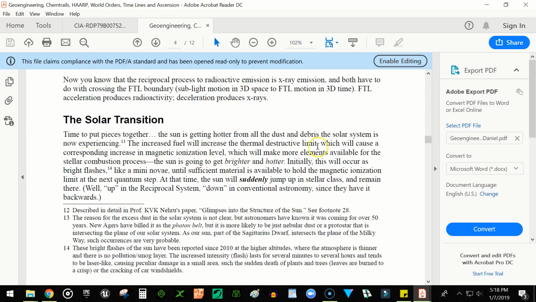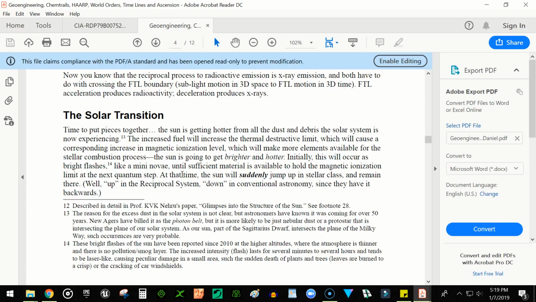Time to put the pieces together. The sun's getting hotter from all the dust and debris the solar system is now experiencing. The increased fuel will increase the thermal destructive limit, which will cause a corresponding increase in magnetic ionization level, which will make more elements available for the stellar combustion process. The sun's going to get brighter and hotter. Initially, this will occur as bright flashes, like a mini nova, okay, little flashes, until sufficient material is available to hold the magnetic ionization limit at the next quantum step. At that time, the sun will suddenly jump up in stellar class and remain there. Well, up in the reciprocal system, down in conventional astronomy, since they have it backwards. This is based on Dewey Larson's book, Reciprocal Systems. Okay.